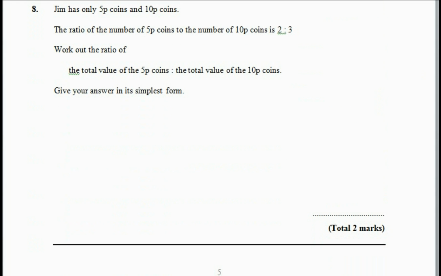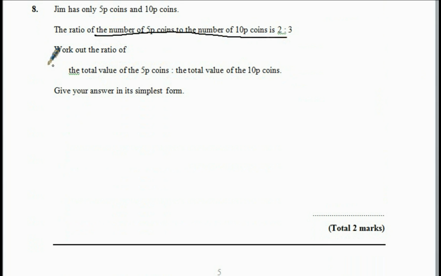Question 8. Most of you could not solve this question when actually the only skill needed to solve this question was just to read it. Jim has only 5p coins and 10p coins. The ratio of the number of 5p coins to the number of 10p coins is 2 to 3. Work out the ratio of the total value of the 5p coins to the total value of the 10p coins.